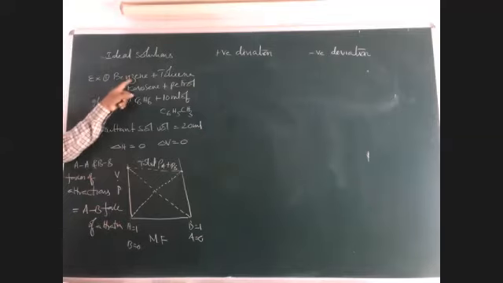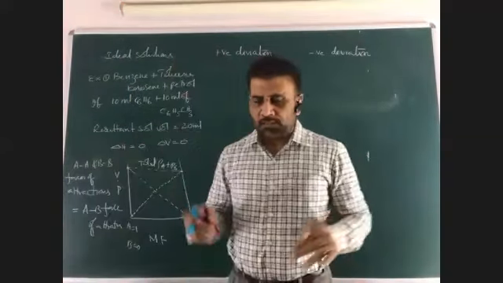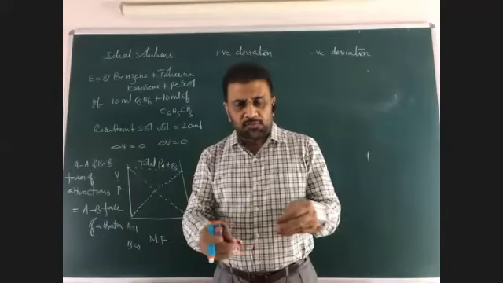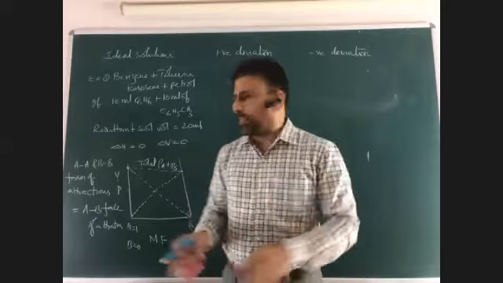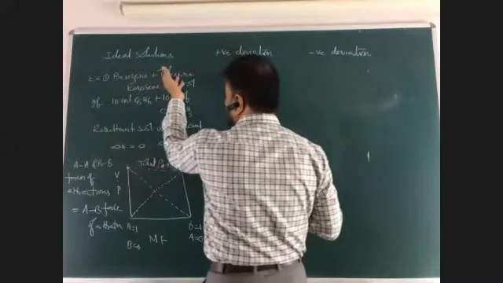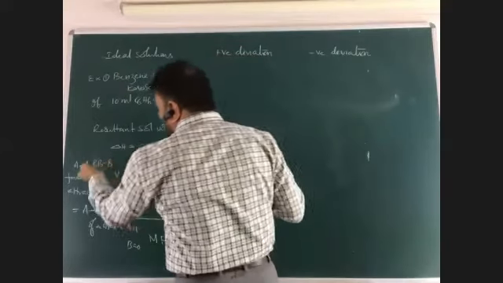That means among benzene molecules, there is some force. Among toluene molecules, there is some force. If benzene and toluene are added, the force of attraction between benzene and toluene is also the same. That's why they are ideal. Whatever the force of attraction between the benzene molecules and the force of attraction between the toluene molecules, the same force of attraction will prevail between benzene and toluene also.